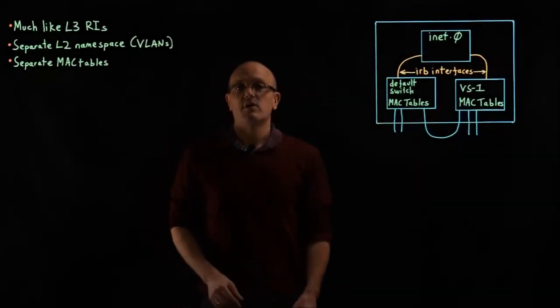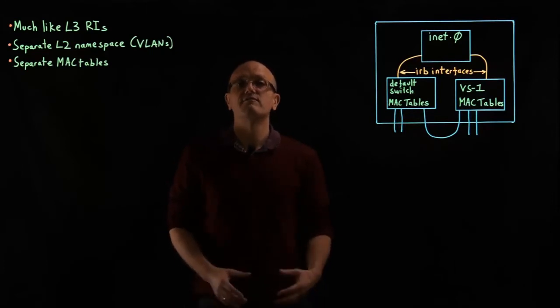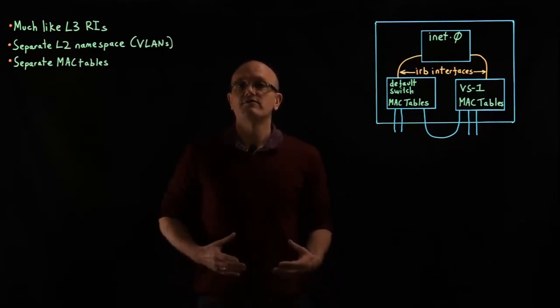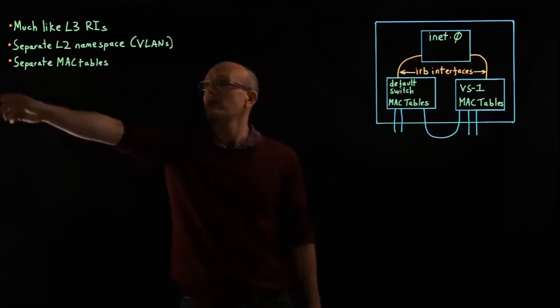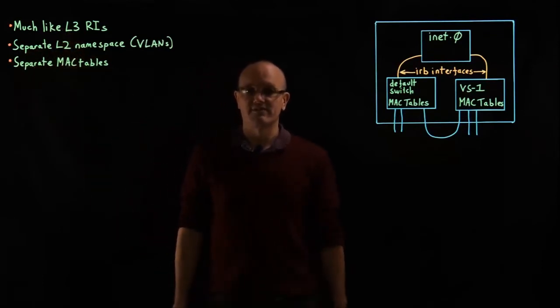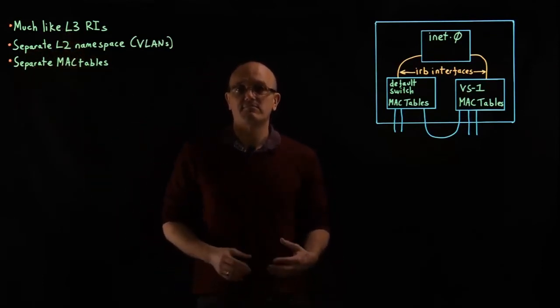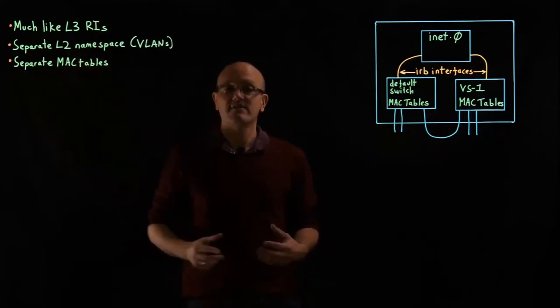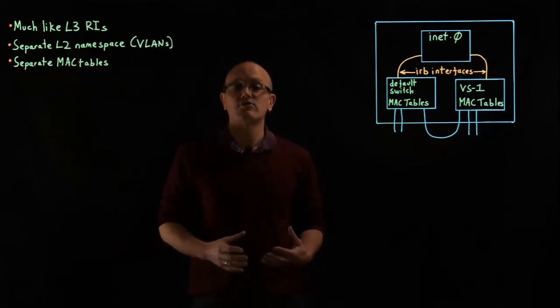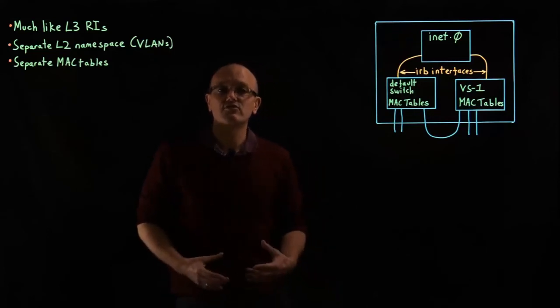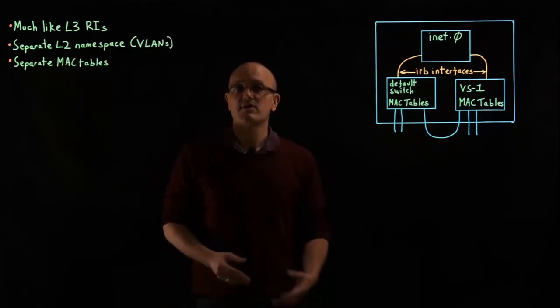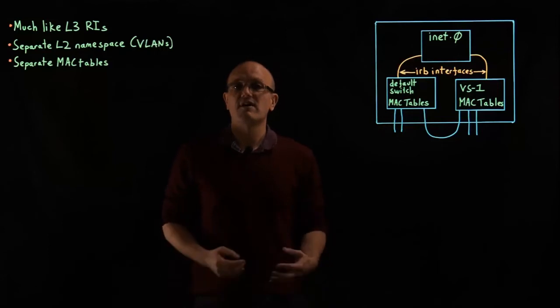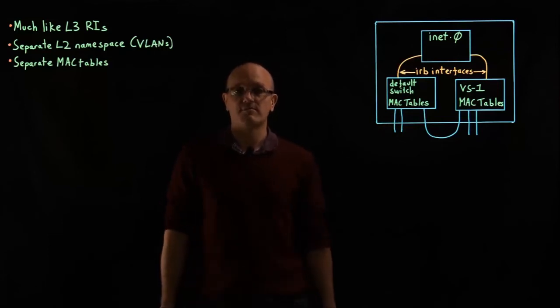In this video, we're going to take a quick look at virtual switches. Virtual switches are much like layer 3 routing instances. In fact, you configure them in exactly the same way. You're configuring them under the routing instance stanza in Junos configuration. It's just that you're specifying that they are the type virtual switch rather than, say, a virtual router or a VRF.